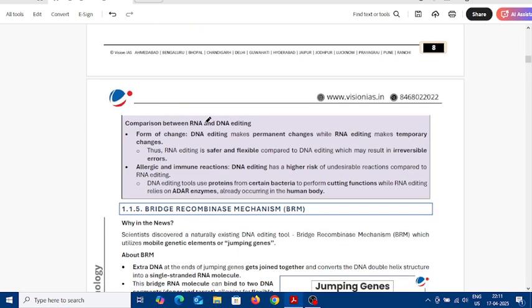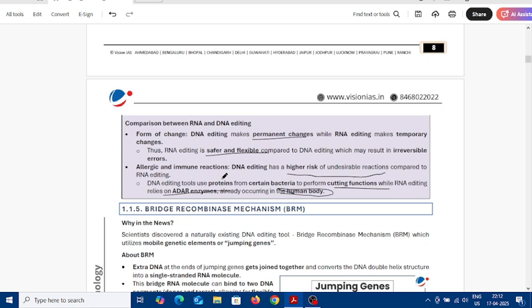Then comparison between RNA and DNA editing. On form of change: DNA editing makes permanent change and RNA editing makes temporary change. RNA editing is safer and flexible while DNA editing is irreversible. On allergic and immune reaction: DNA editing has a higher risk of undesirable reaction as compared to RNA editing. DNA editing tools use proteins from certain bacteria to perform the cutting function, while RNA editing relies on the ADAR enzyme already present in the human body.